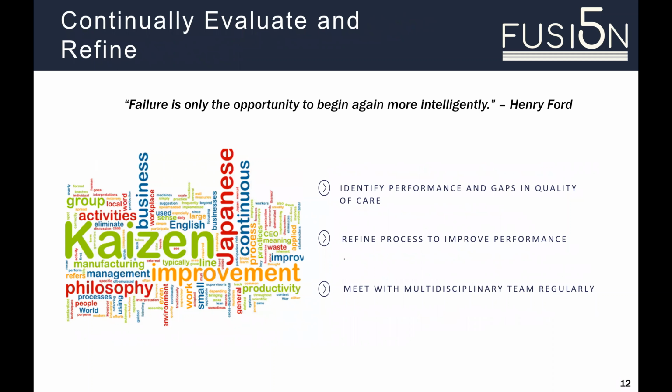You need to be able to identify the performance gaps. You need to be able to refine the process to improve the performance and meet with the multidisciplinary team regularly. It's creating a culture of continuous improvement. I like to think of the Kaizen model of everybody improving everywhere and every day.